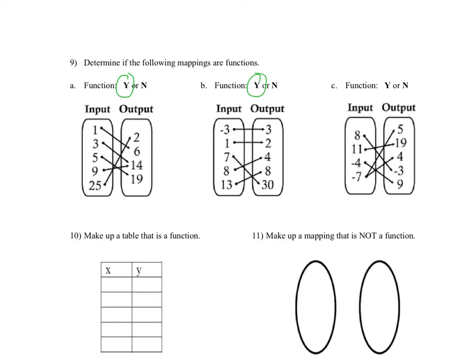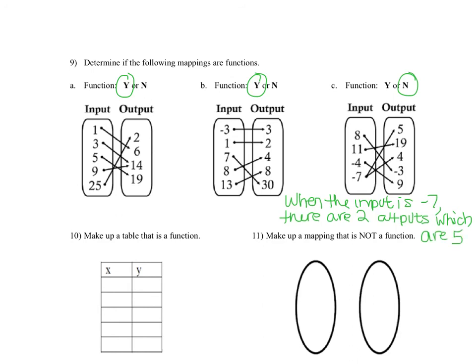So for instance, with this one, we have 8 has 1, 11 is 1, 4 is 1, but 7, negative 7. If I input negative 7, I'm going to get an output of either 5 or 4. So this is not a function. When the input is negative 7, there are two outputs, which are 5 and 4.